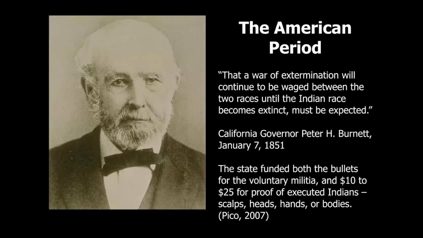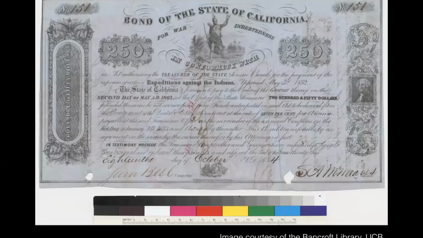So the state actually funded both bullets and a voluntary militia to go out and hunt and kill Native Americans, and they were paid anywhere between $10 and $25 for proof of executed Indians. In the mid-1800s, California was also selling bonds for the extermination of Indians.